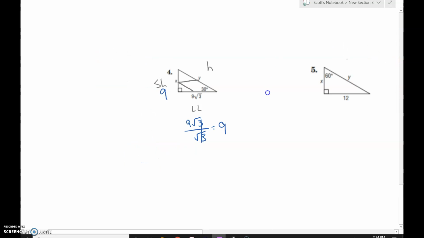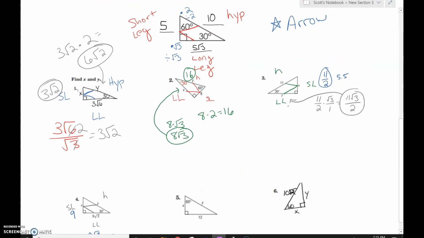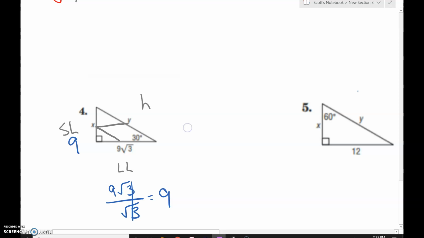Okay. Then I look back up here. Now I'm going short leg to the hypotenuse. It's getting bigger. 5 times 2 is 10, so I have to do the same here: 9 times 2 is 18. Some are easier than others.